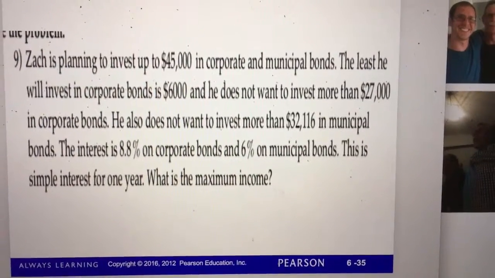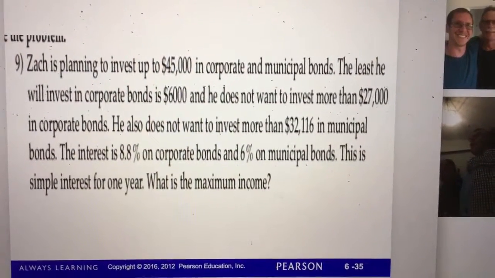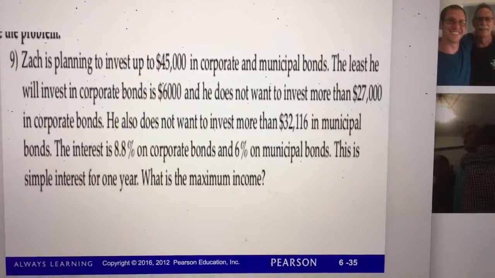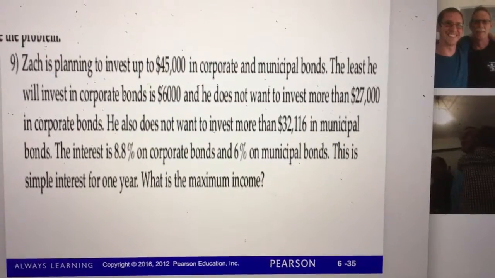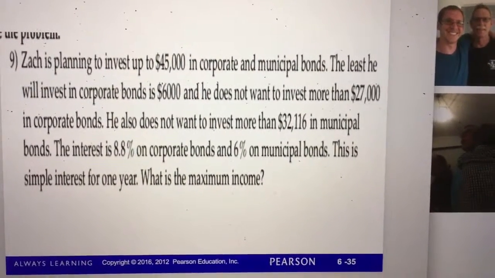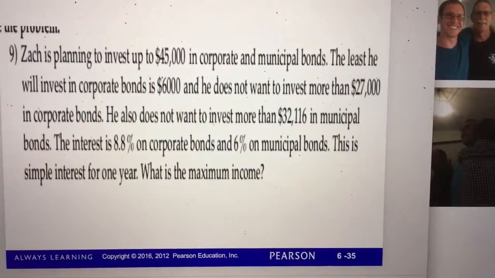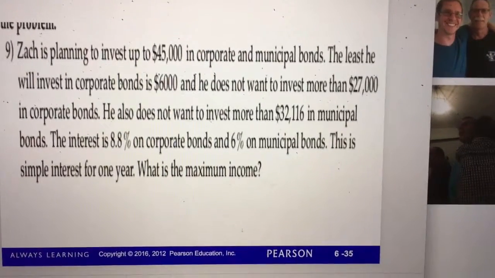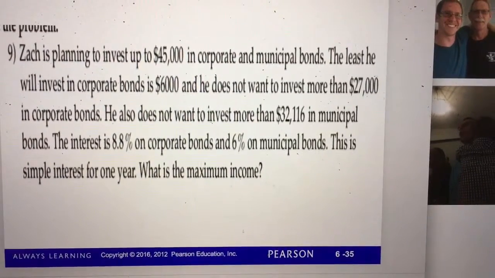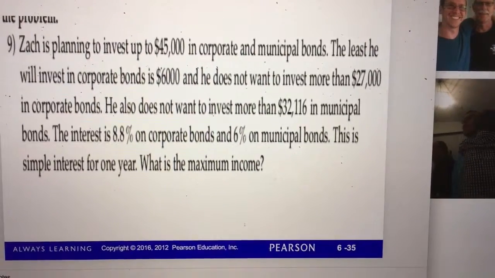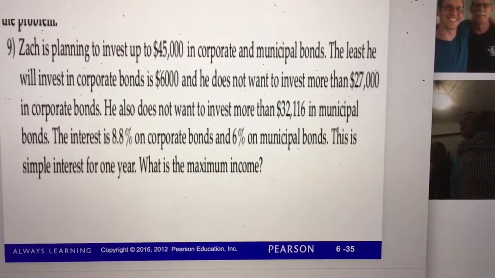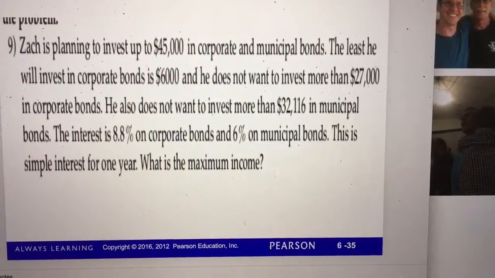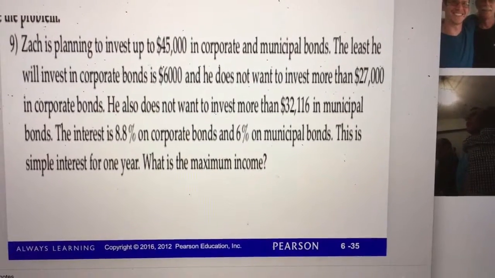And I'm writing this on the board so we can look at it. He does not want to invest more than $32,116 in municipal bonds. So municipal will be less than or equal to $32,116. And then we've got 8.8%, so corporate times 0.088 plus municipal times 0.06 will be his interest.